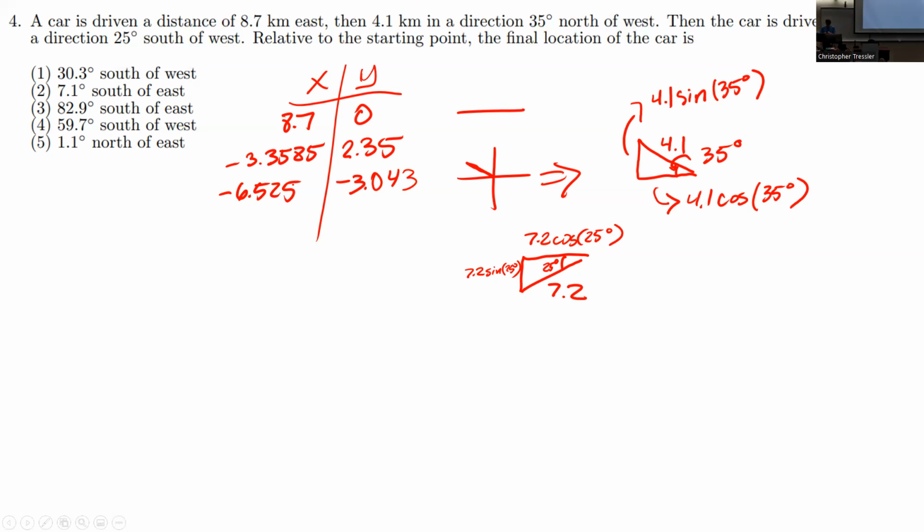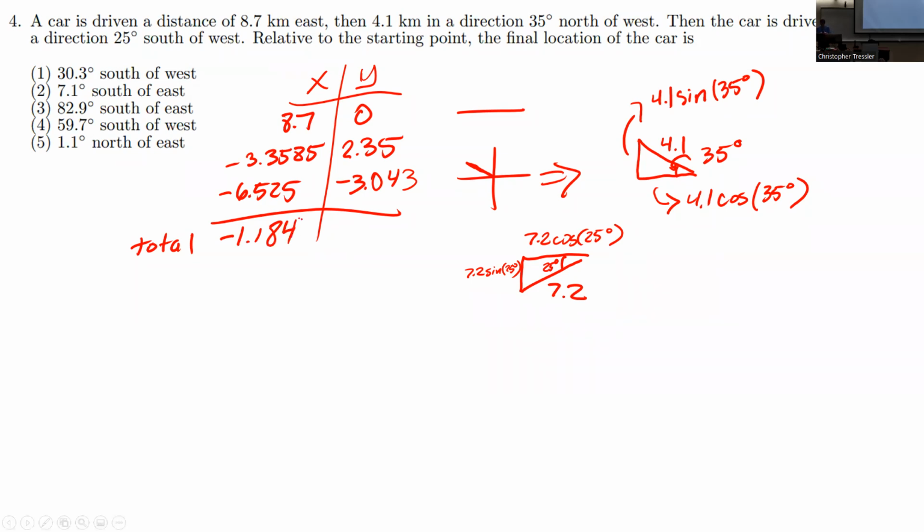Tell me if you guys are getting any different numbers, just so that I don't accidentally get the wrong number. But after that, we're going to get our totals, the total x and the total y. I'm just going to write total here, because this is all the times we moved. Now we just have to add up each component, and it'll be pretty easy. So we have negative 6.5, minus the 3.3585, and plus 8.7. I got a total of negative 1.184.